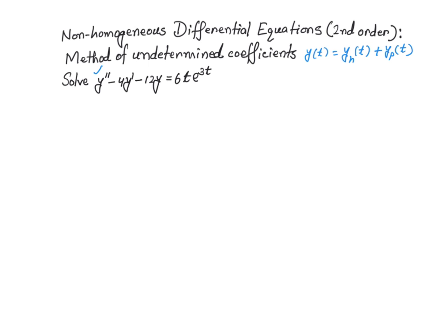Now, this is going to be the homogeneous part, the corresponding homogeneous equation, y double prime minus 4y prime minus 12y is equal to 0. This is a second order differential equation with constant coefficients, and we know how to solve it. Our solution is going to be of the form e to the power rt, right? And then we could take the first derivative and the second derivative and then plug it into this equation.